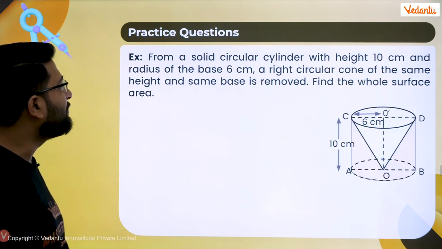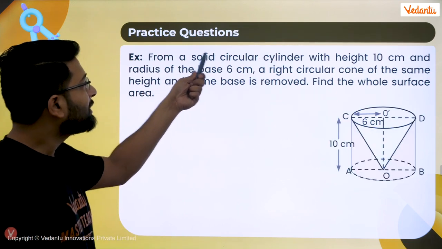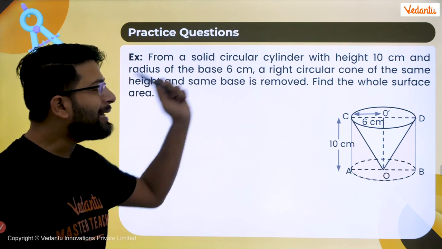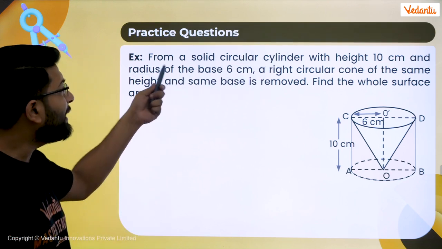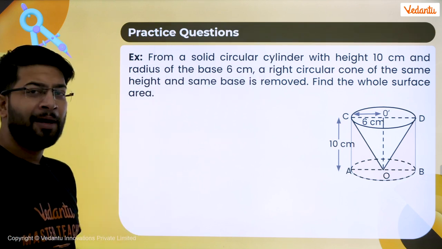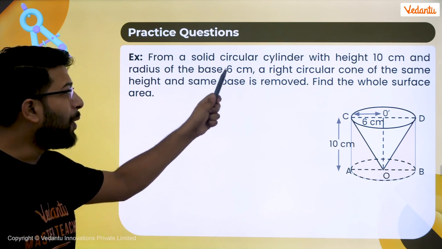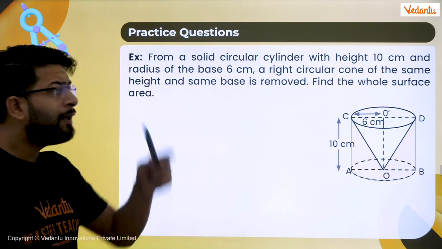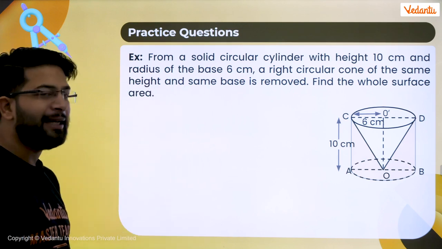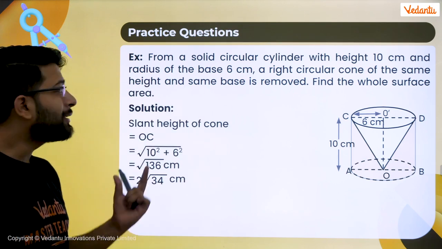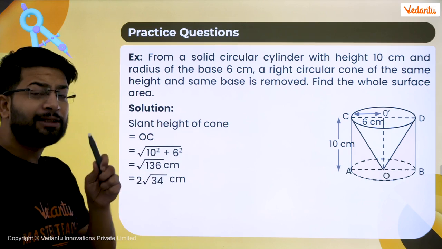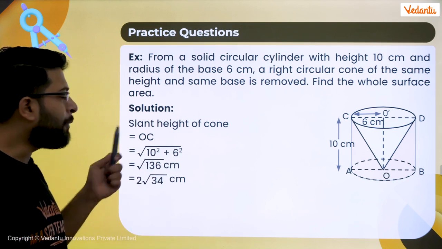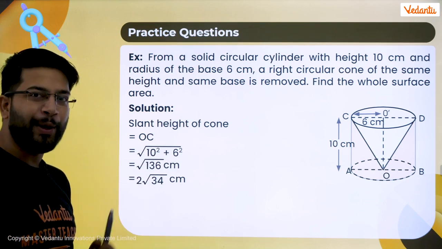Very good. Now look at this one. From a solid circular cylinder with a height of 10 cm and a base radius of 6 cm, a right circular cone of the same height and same base is removed. They're asking for the whole surface area. Again, very easy. So, champ, first of all, we can find the slant height of the cone with the help of Pythagorean theorem. We know how to do it.